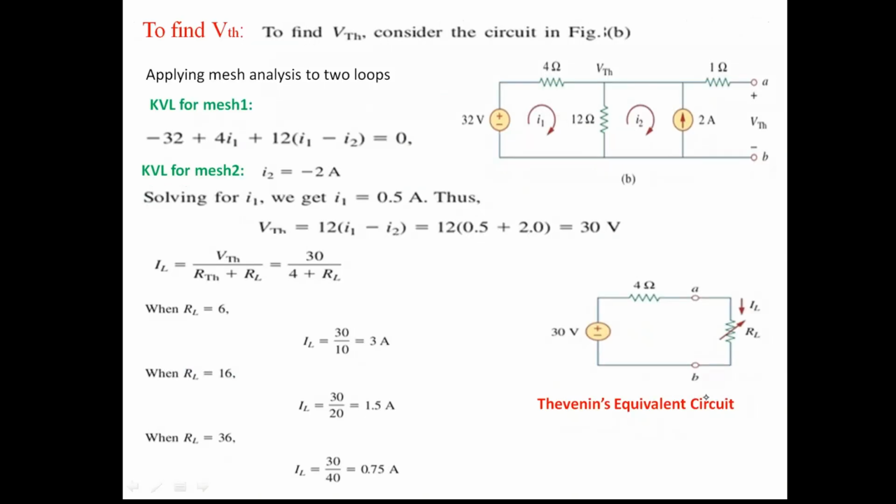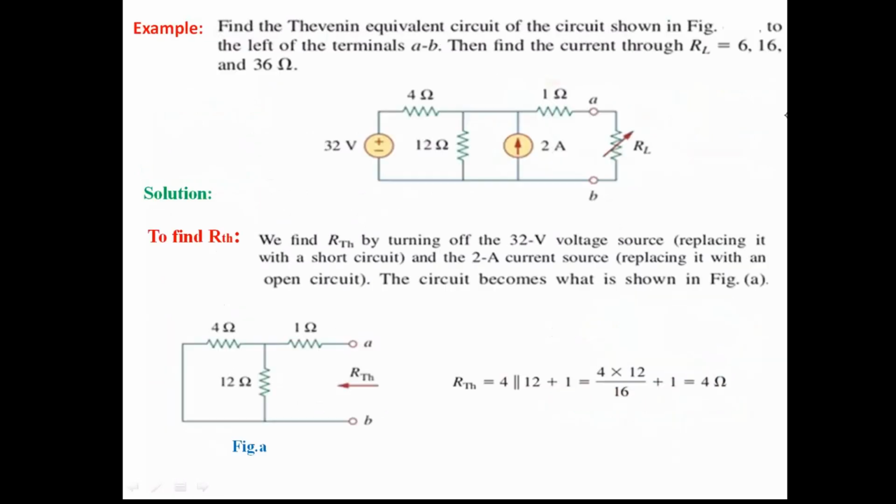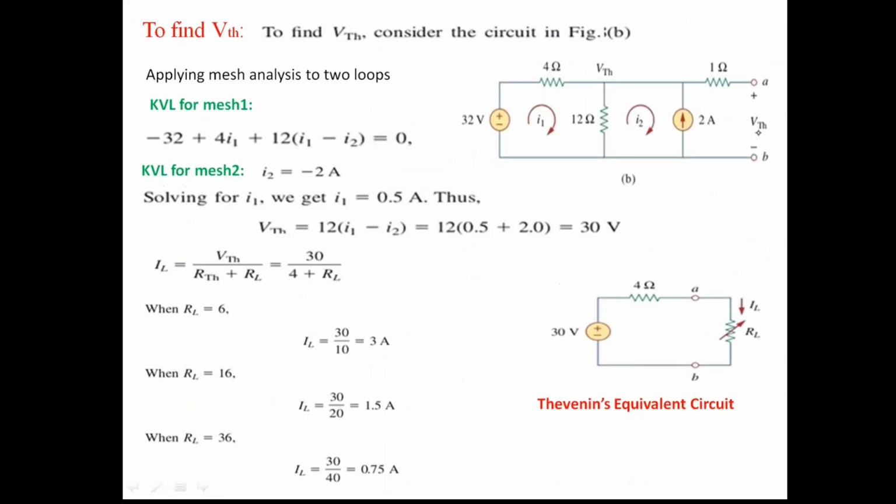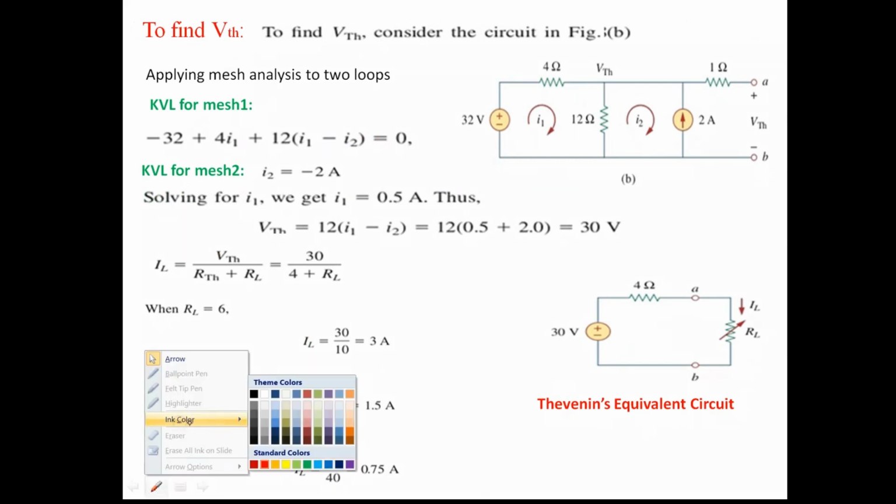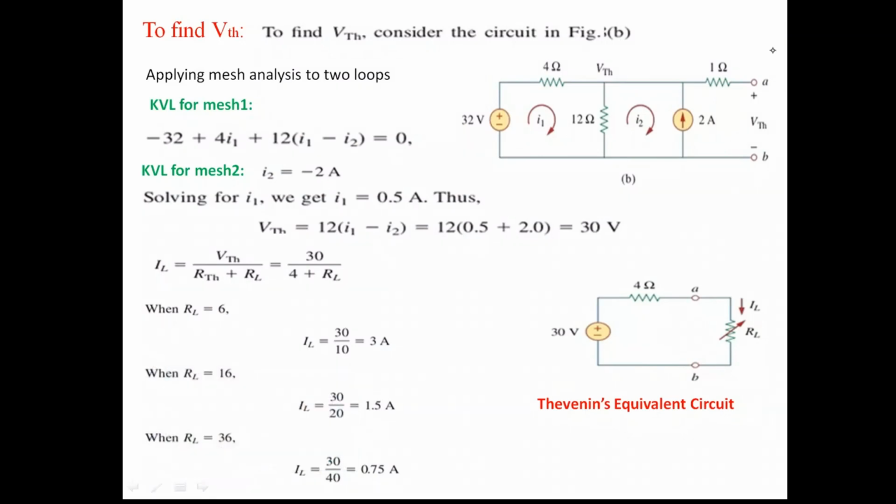Next, we have to find the VTH to obtain the Thevenin's equivalent. To find the VTH, we have to open circuit these terminals. That is not our original circuit; in this circuit we open circuit the terminals and find the voltage here. That voltage, the open circuit voltage VOC, we call VTH. So we have redrawn the circuit in such a way that the load resistance is removed, and now we are going to find the VTH.